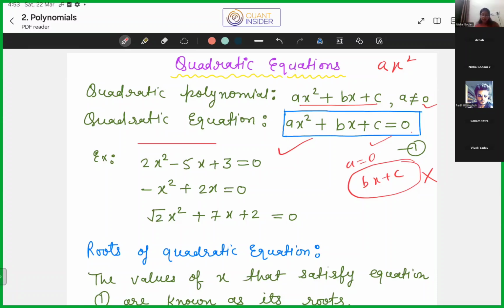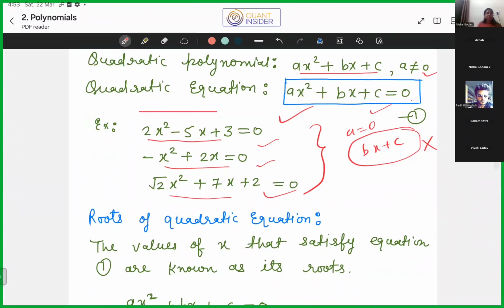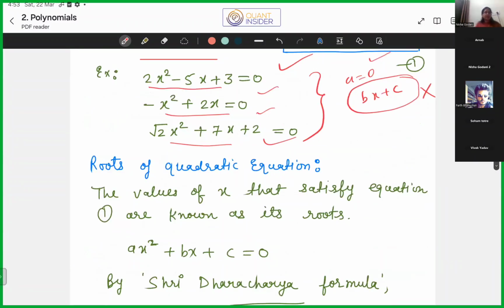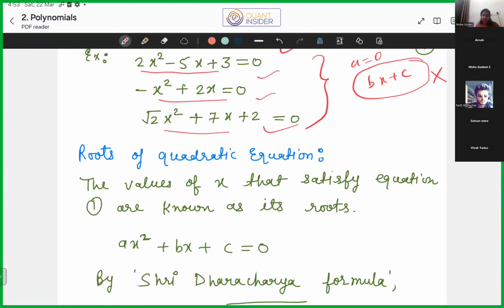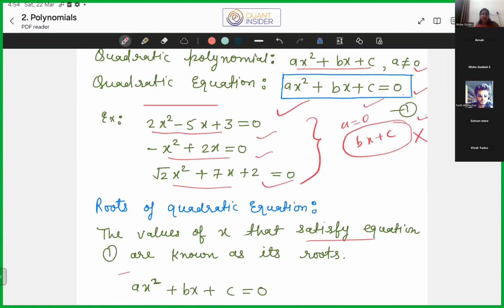Now the question is, what are roots of a quadratic equation? I have also written some examples here. On the left hand side all are quadratic polynomials, and these are equated to 0, so these are quadratic equations. The roots mean the values of x that satisfy the equation. I have noted this quadratic equation as equation 1. So the values of x that satisfy this quadratic equation are called roots.